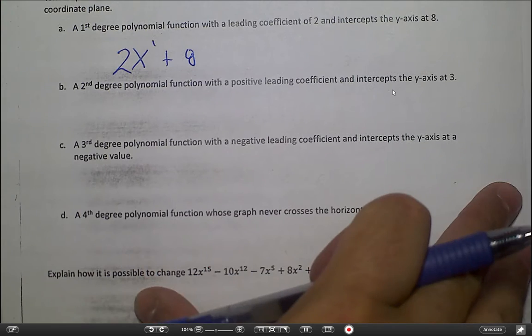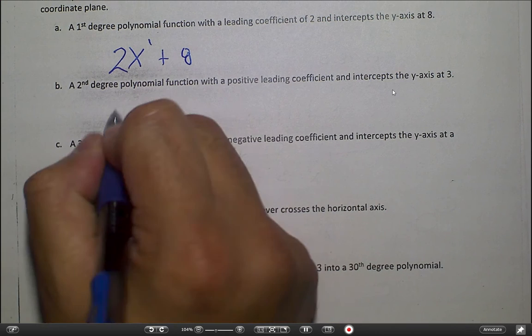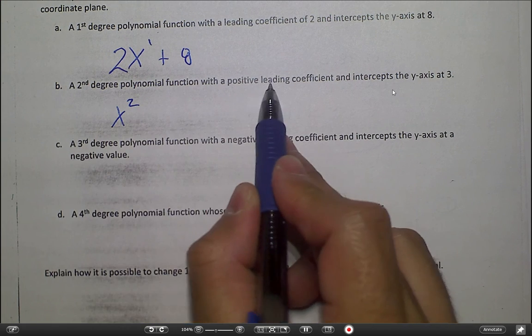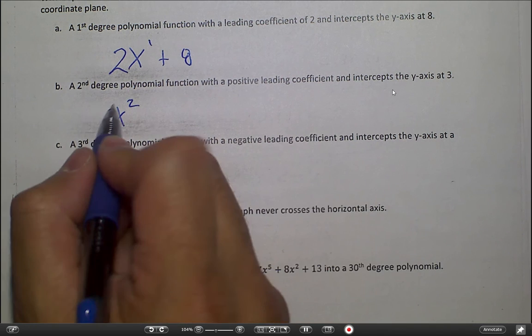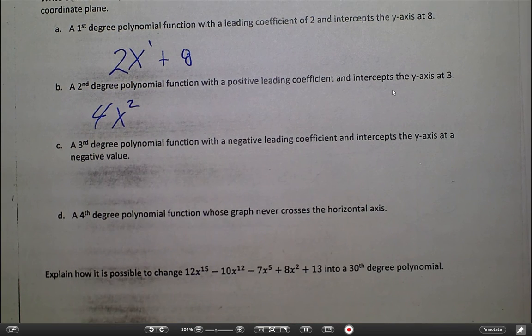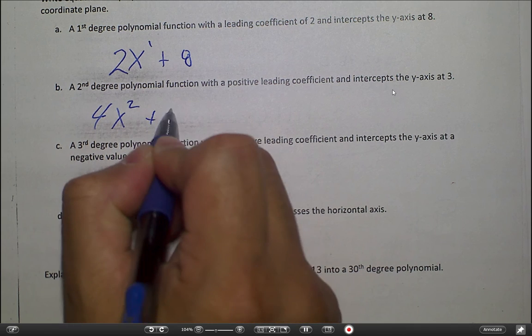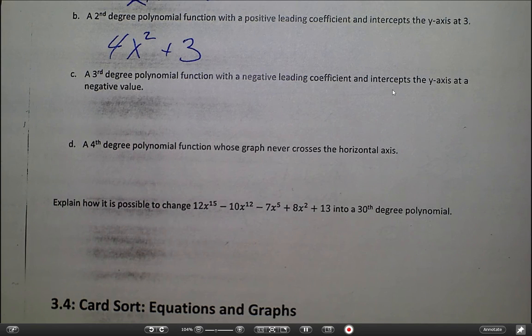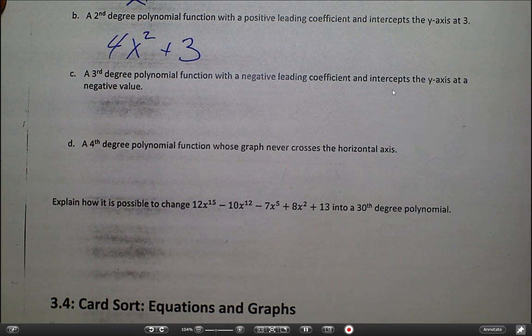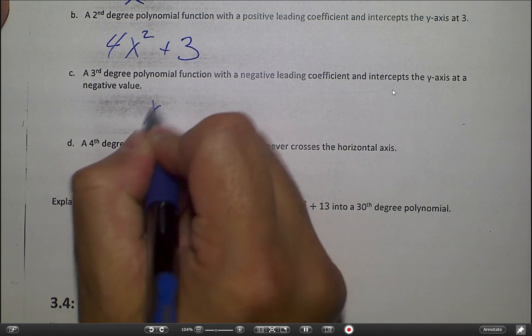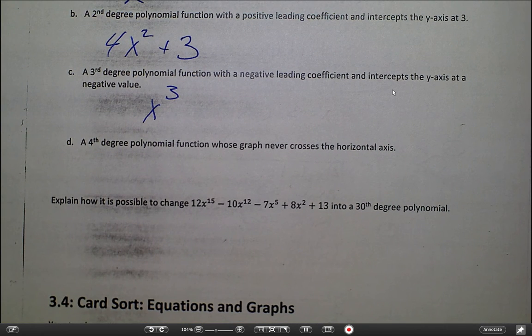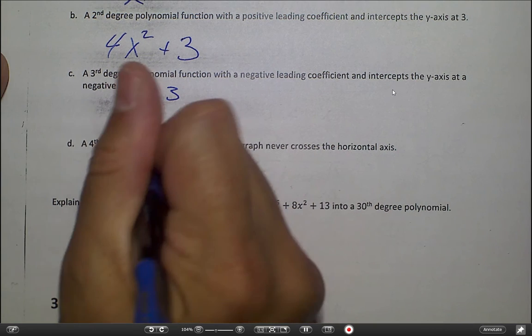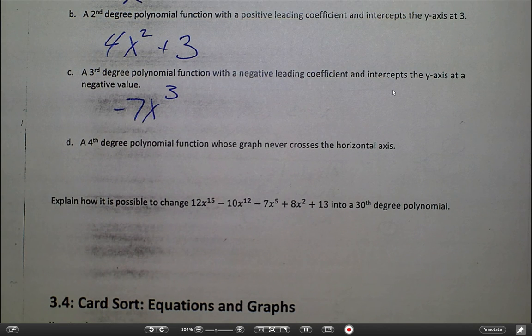A second degree would be x squared with a positive leading coefficient. Doesn't matter, something positive. Let's put a positive number there. And it intercepts the y-axis at 3. Third degree polynomial. You just put whatever number you want, and a negative leading coefficient. I heard negative 7. And it intercepts the y-axis at a negative value.